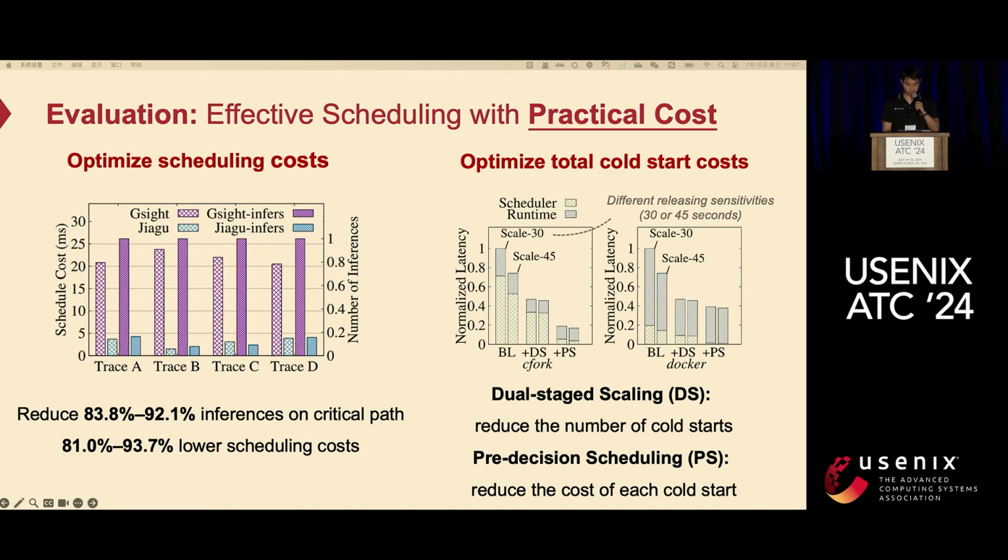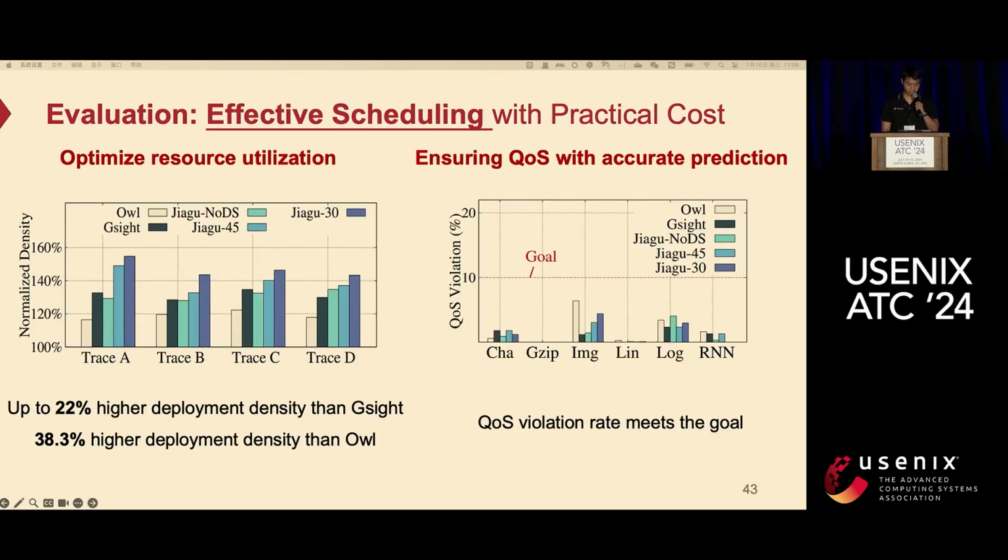If we sum all the cold start costs during the evaluation, we find that dual-stage scaling can effectively reduce the number of cold starts, and the prediction scheduling can reduce the cost of each cold start. So, as shown in the left sub-picture, if the system creates instances with the method cfork, Jiagu can achieve 80% lower total cold start overhead. While overheads are reduced, Jiagu is further able to achieve efficient improvement in resource utilization.